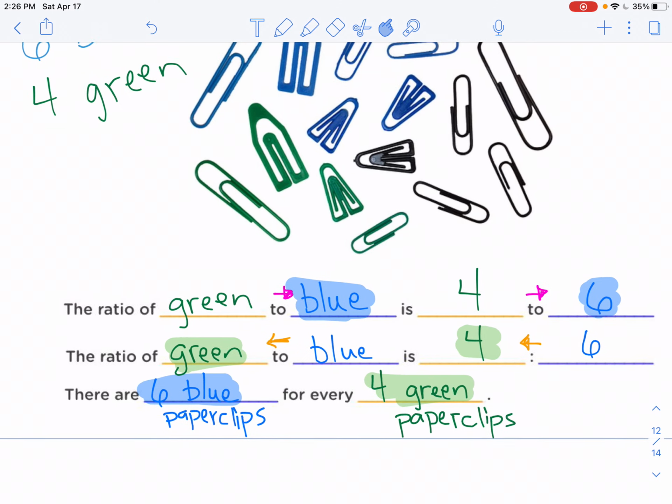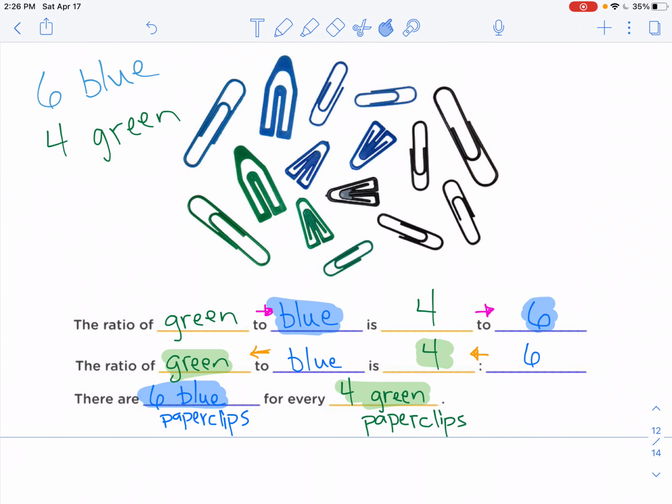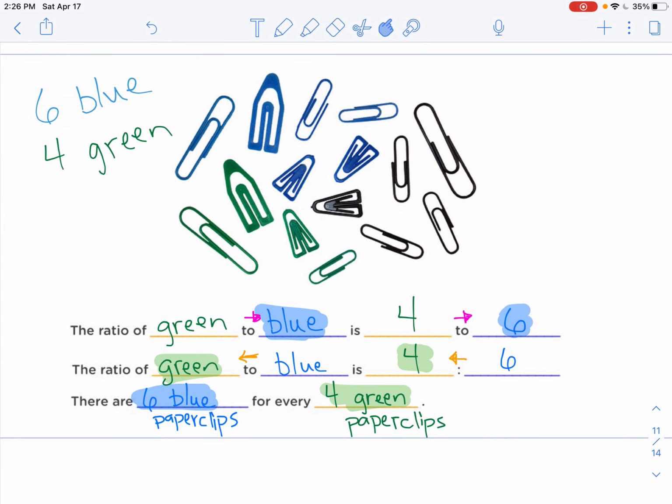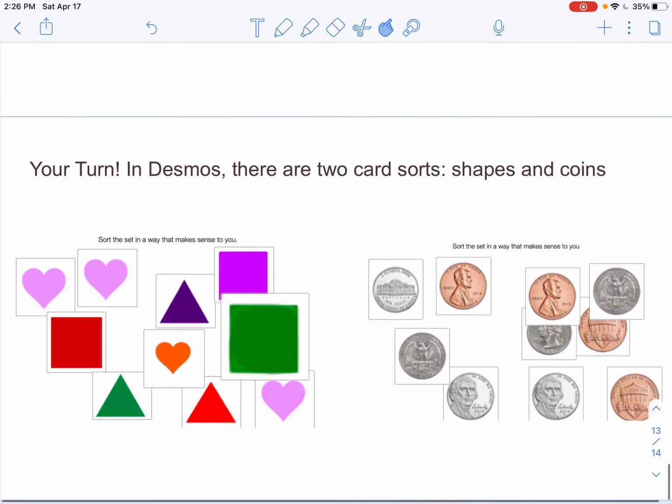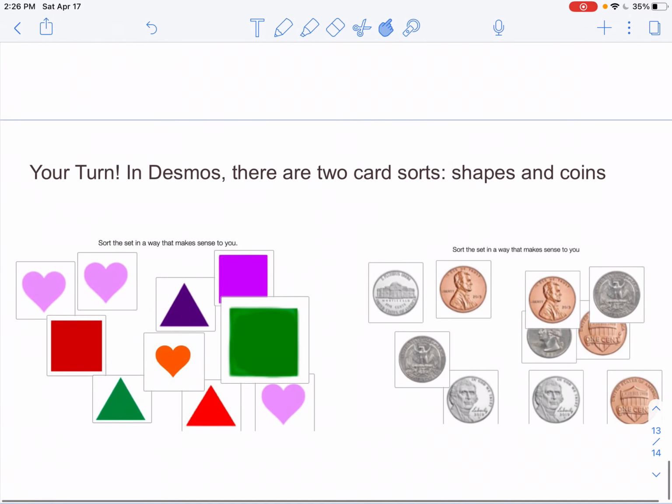All right. Ratios, especially the first day, isn't very tricky. You just need to be a careful reader. What I'm going to ask you to do next is to go to Desmos. There are 2 card sorts. Sort these things in any way that makes sense to you. Again, you need to do this in Desmos. You can't do this in the video. Sort them in any way that makes sense to you. Then you'll see a picture of a way a student sorted them, and you'll need to use the correct ratio language.